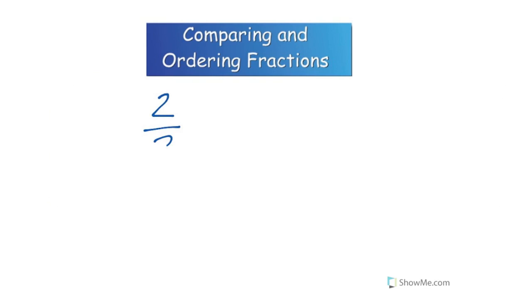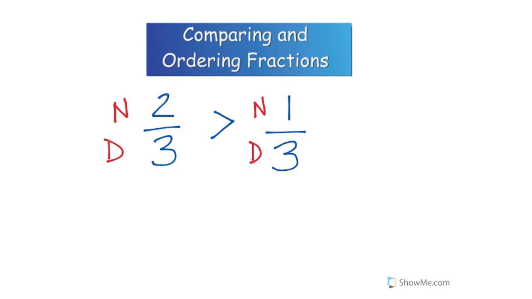So let's start off with baby stuff. Let's start off with 2/3 and 1/3. If I was to ask you which fraction is larger, you would automatically say 2/3 is greater than 1/3. Okay, and that's very easy. How can you tell? Well, let's look at the parts of a fraction. Our denominators are 3 in both fractions, and our numerators are 2 and 1.